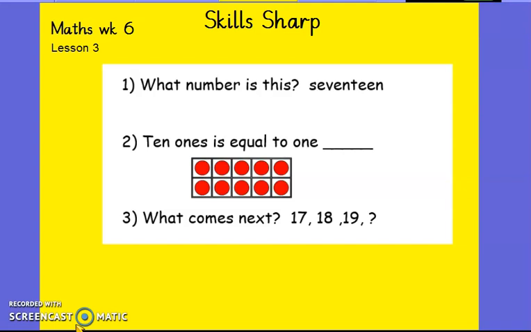We've got a quick skill chart to warm up our math skills. So have a look, what number is this? It's written in words, so read it out, sound it out. 10 ones is equal to 1 10, and number 3. What comes next? 17, 18, 19.